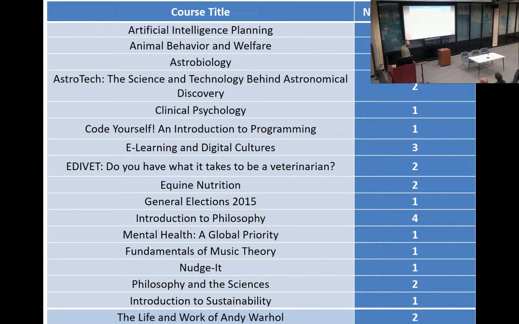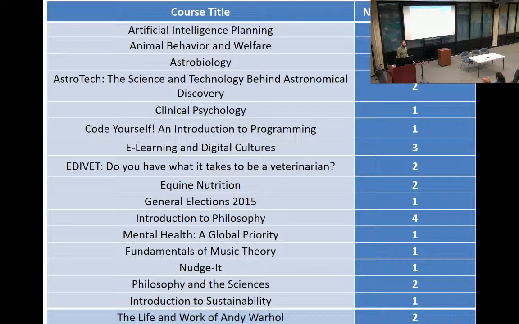Courses on a variety of topics: artificial intelligence, animal behavior and welfare, astrobiology, veterinary and equine nutrition, general elections, intro to philosophy, and Andy Warhol, a pretty big range of different course topics, which is good, by the way, because if we want to say that our findings are somewhat general, if we had the same size but it was all engineering courses, we'd really only be able to make conclusions about engineering. Also, although I don't think I have a slide, Edinburgh MOOCs, like most MOOCs, get a global audience. So this is not just students from Scotland. I'm not sure a large proportion of the Scottish population would be taking a MOOC if it was just them.